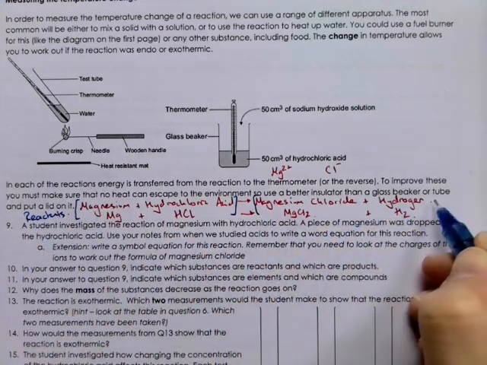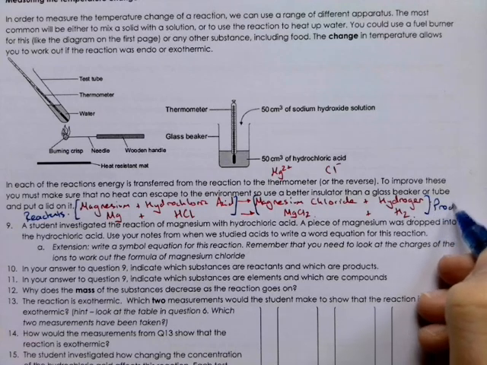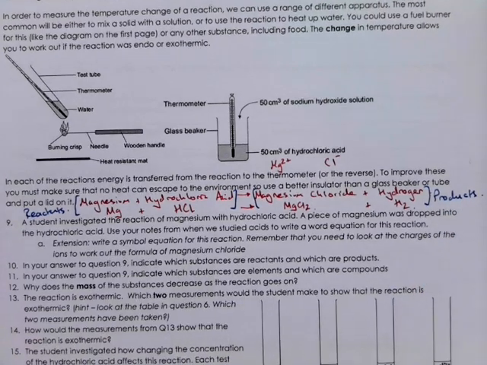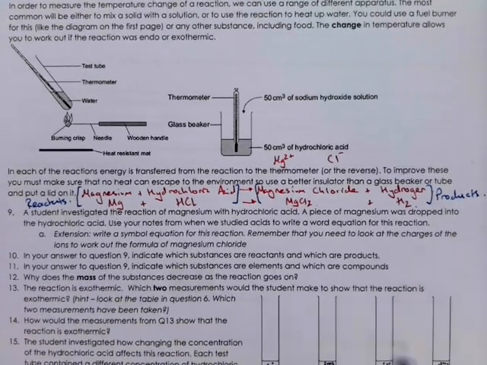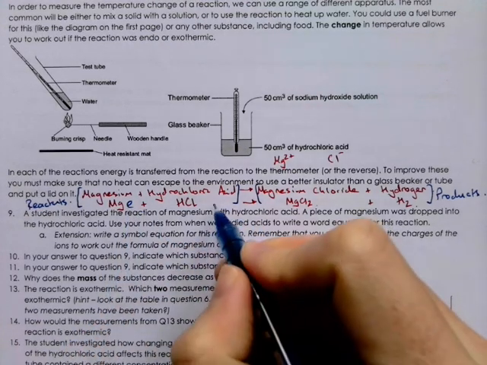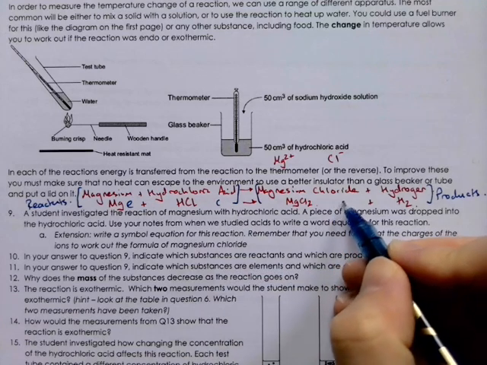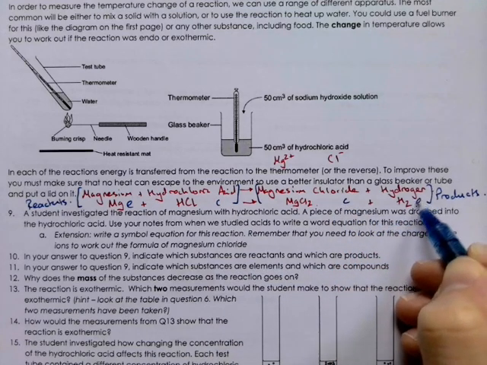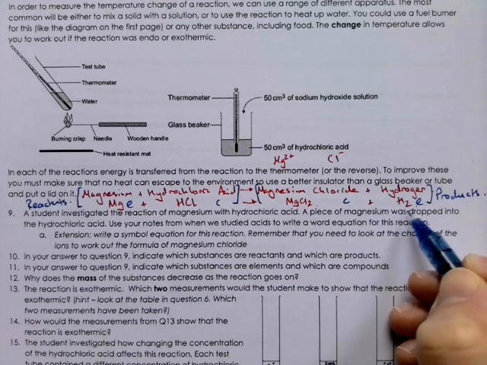And these guys over here are the products. Okay, that's easy enough. And next, which substances are elements and which are compounds? Okay, so elements are the things that only contain one type of atom. So magnesium, element. Hydrochloric acid, compound. Magnesium chloride, compound. Hydrogen, element. So even though there are two atoms in here, because they are both the same atom, we call it an element.